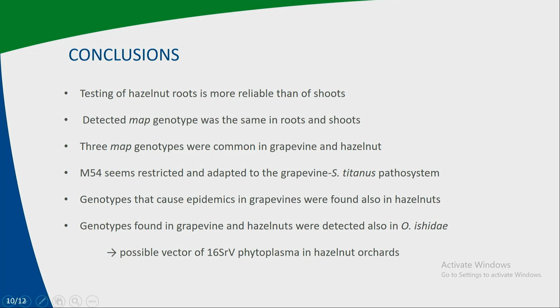Genotypes that can cause epidemics on grapevine are also found in hazelnuts, and the genotypes found in hazelnuts and grapevine were also detected in Orientus ishidae, so it is the possible vector of 16SrV phytoplasma in these hazelnut orchards. However, for sure our work is not done.